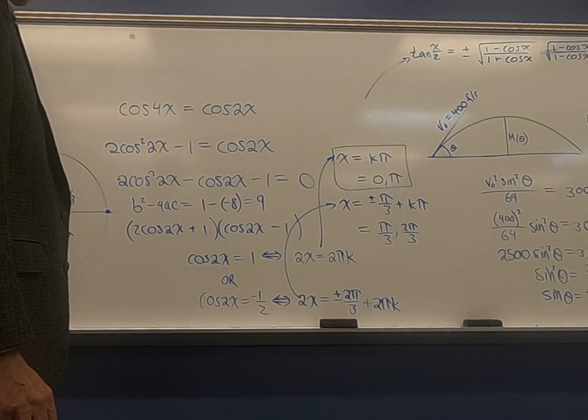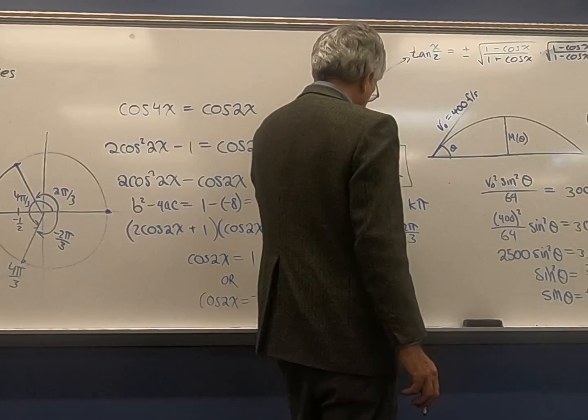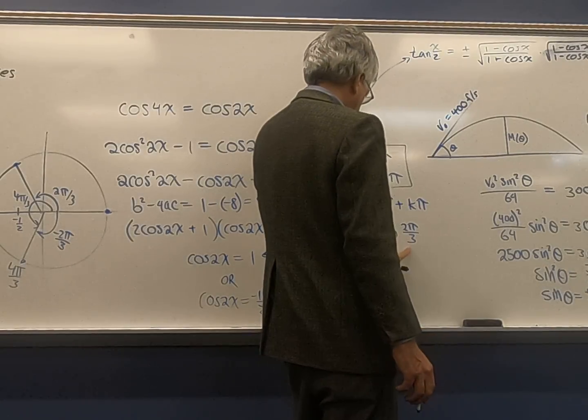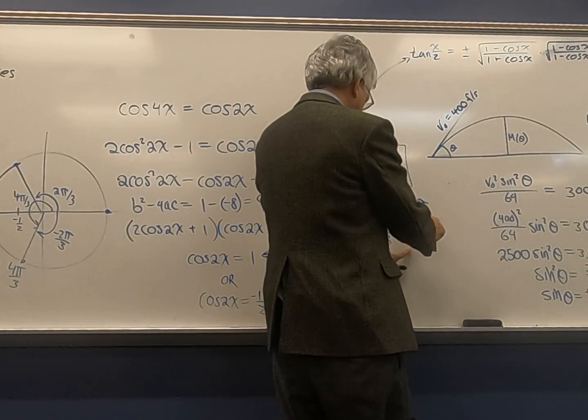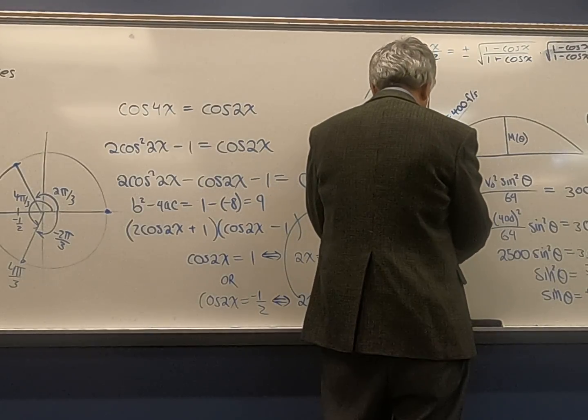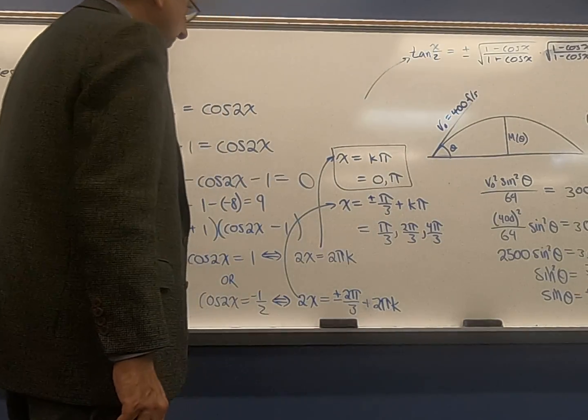Well, if I take, so this is k equals 0, k equals 1. If I have pi over 3 plus pi, that's going to be 4 pi over 3. Is there another one I'm missing?